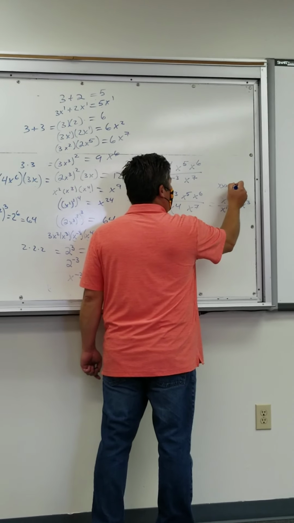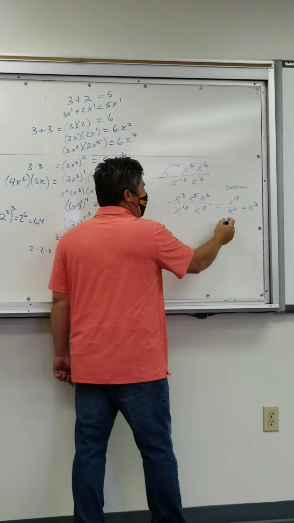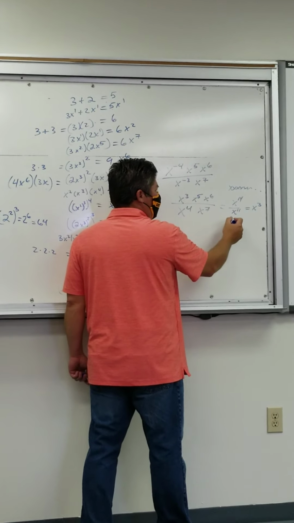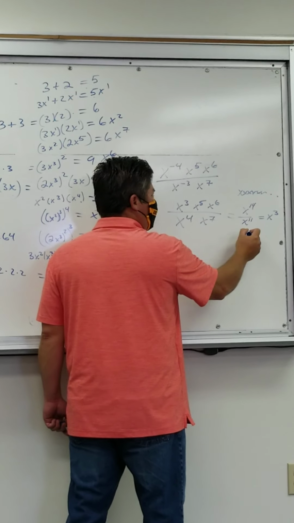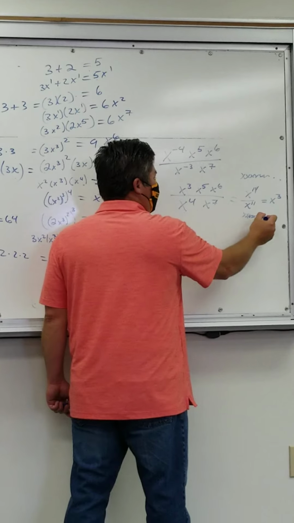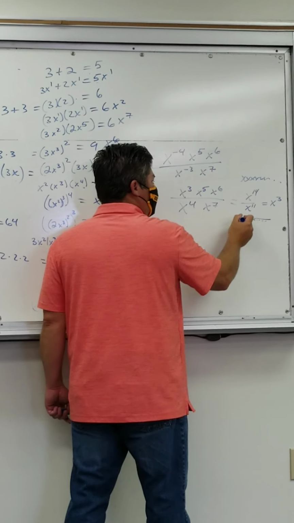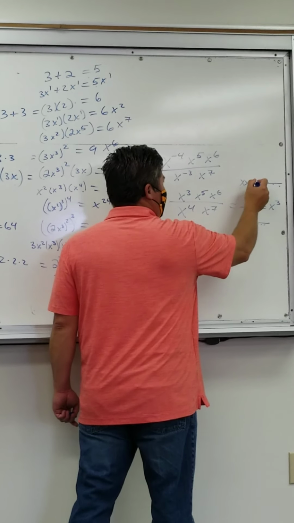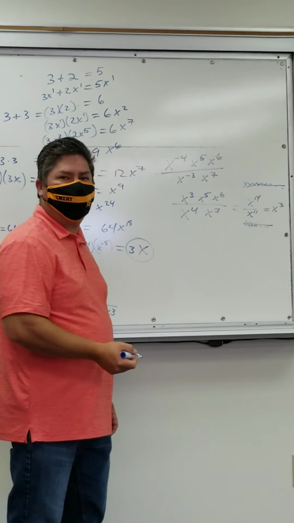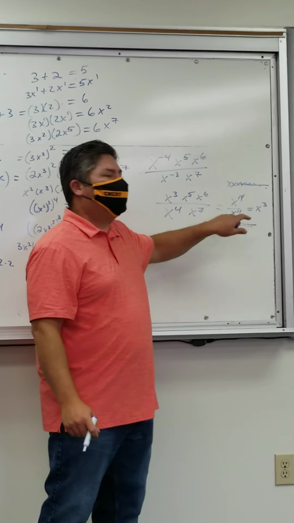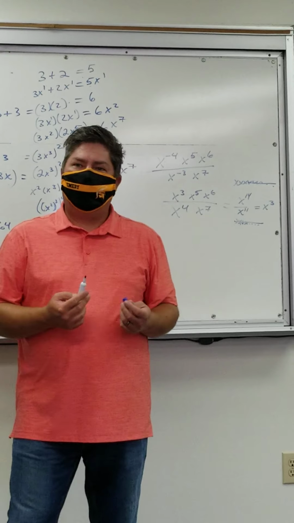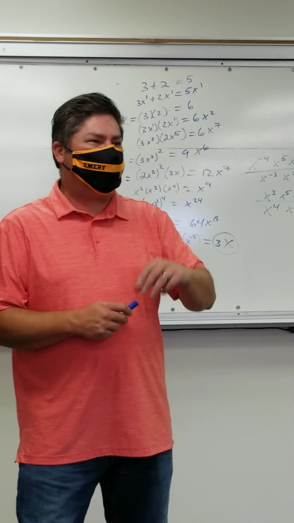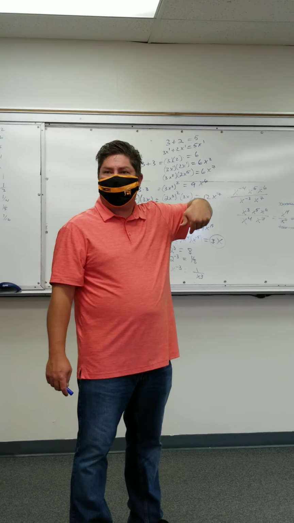What does this mean? There's 11 x's multiplied together. So I take these 11 and these 11. How many are left on the top? 3. Really, you subtracted those, didn't you? But I don't like you to think of it as subtracting. Just think about it as dividing them out, okay?